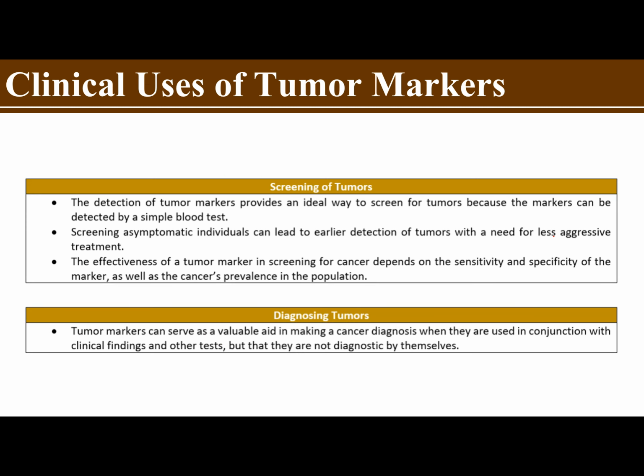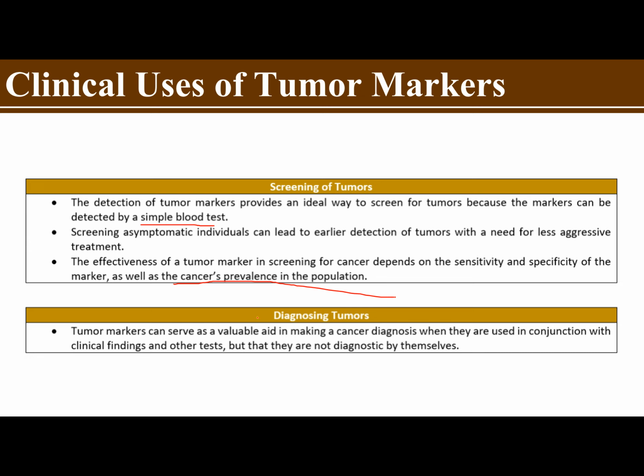Now, the detection of tumor markers, class, would provide an ideal way to screen for tumors because the markers can be detected by a simple blood test. Screening asymptomatic individuals can lead to earlier detection of tumors with a need for less aggressive treatment. The effectiveness of a tumor marker in screening for cancer would depend on the sensitivity and specificity of the marker, as well as the cancer's prevalence in the population.